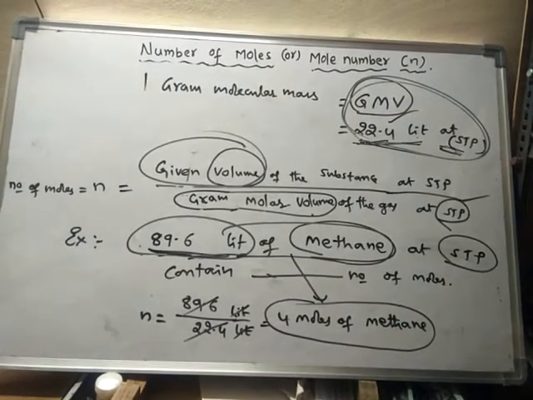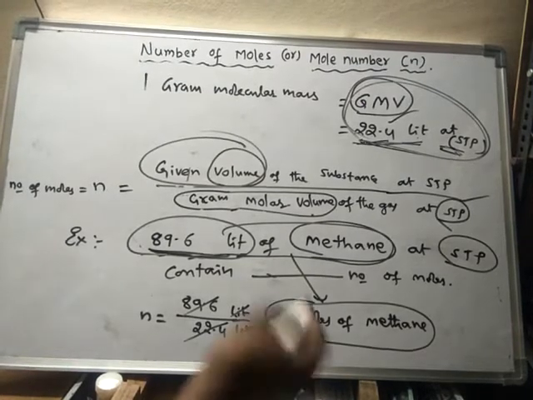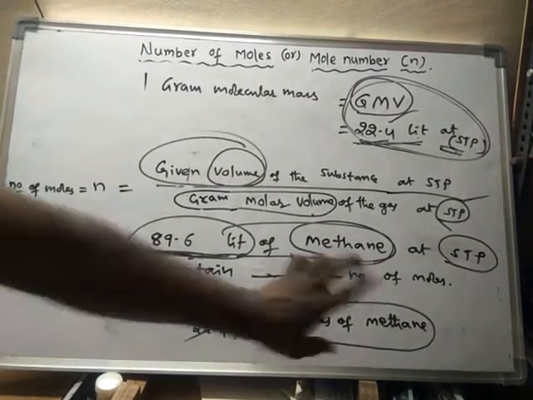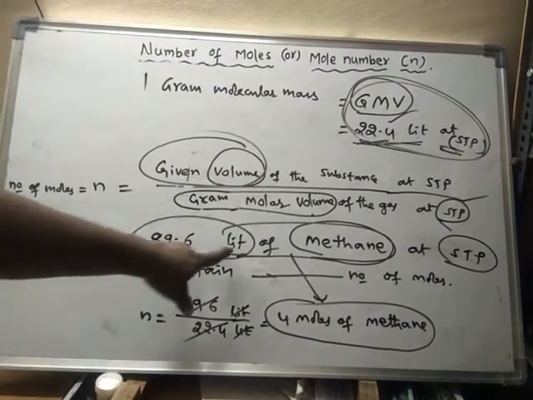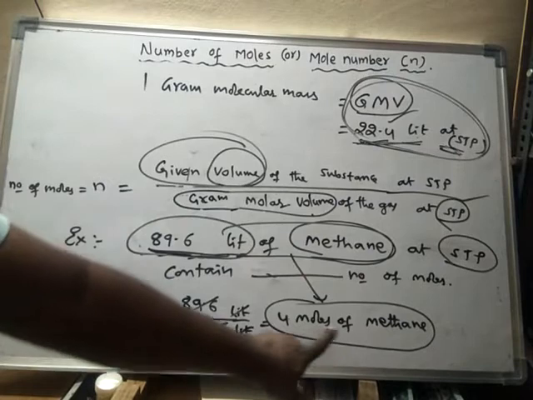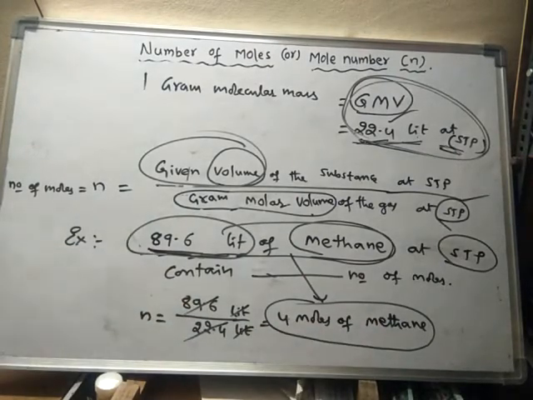Now one more question. So 4 moles of methane, that means 89.6 liters of methane at STP equals 4 moles of methane. Then how many molecules?